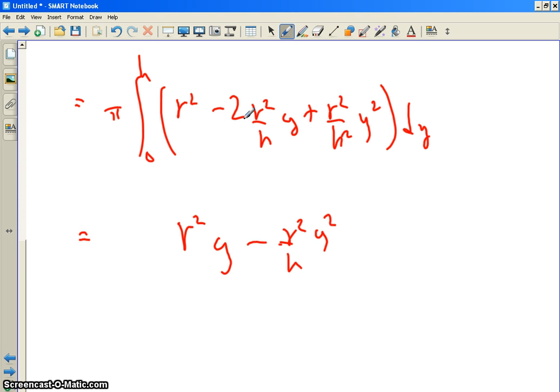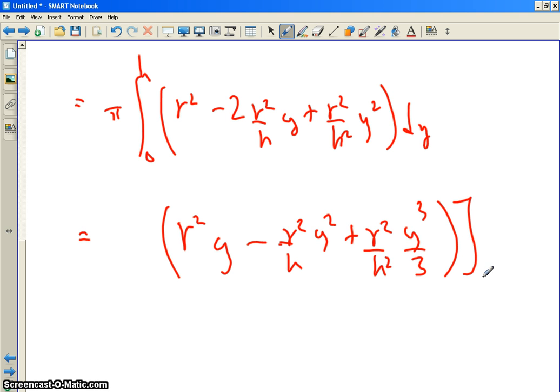All right, so there's a minus, and plus r squared over h squared times y cubed over 3. Good. Okay, we're going to evaluate this using the first fundamental theorem of calculus from 0 to h. Don't forget the pi multiplies that answer. And if you plug in 0, does it drop out? It does. Check. Be careful, it doesn't always drop out. Plug in h, what do you get?